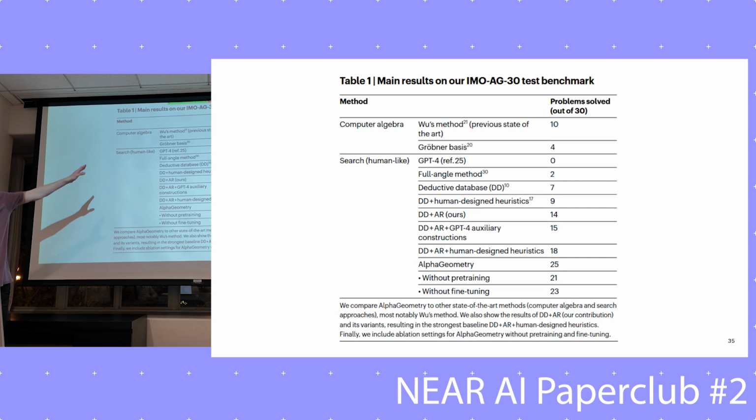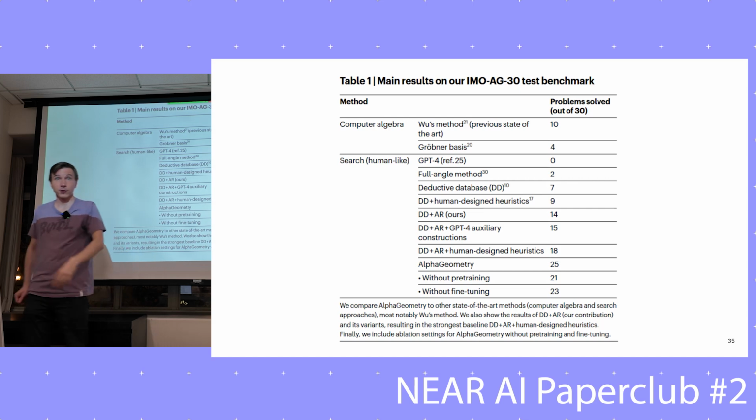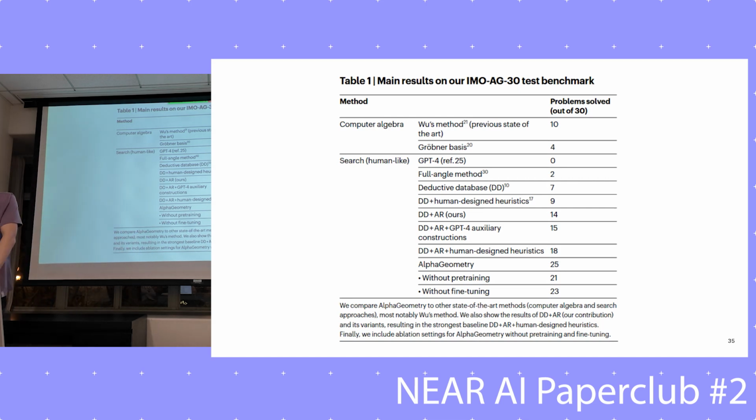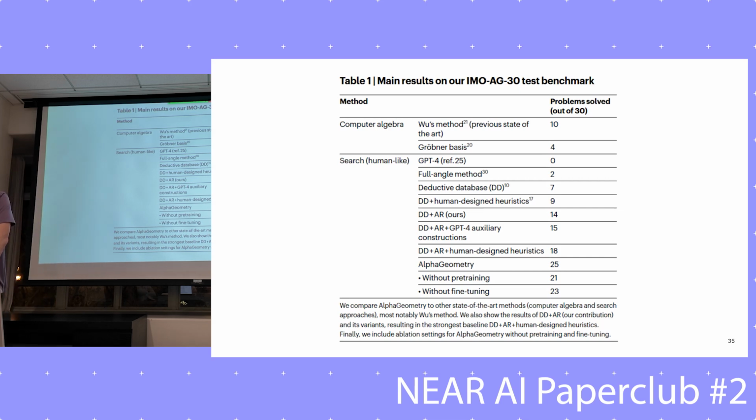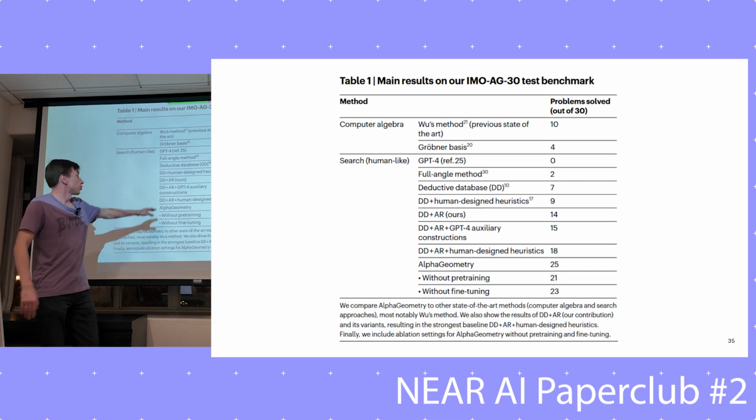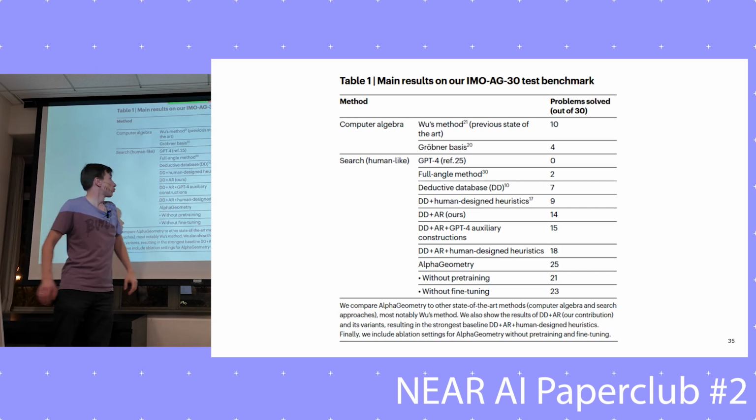And then just using the deductive database can solve already 7 of them. Right, so I think even that is fascinating. Out of 30 problems, just applying rules can solve 7. Then there's human design heuristics, designed by the same person who introduced the deductive database. He has a paper where he has a set of heuristics that introduce new points. So with those heuristics, they can solve 9. Right. So introducing algebraic reasoning brings it up to 14.